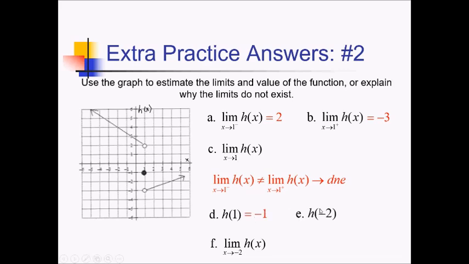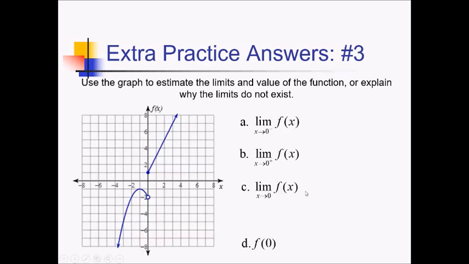Next, h of negative 2, that's the value of the function at negative 2. Looking at the graph, here's x equals negative 2. At that value, the graph has a value of 4. And then the limit is also going to be 4, because as you approach from the left and the right at negative 2, you're also approaching what the function equals there.